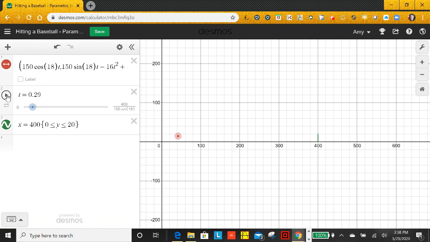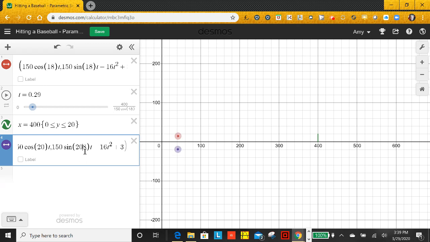Now, when you want to see if it's 20 degrees, will it hit the wall? What are the two things we had to change? Well, I'm going to copy this line up here. Control C. Hop down here. Control V. And now I'm going to change this to 20. And I'm going to change this to 20. That's the only thing that's different, right? And the t still applies because t is still there.